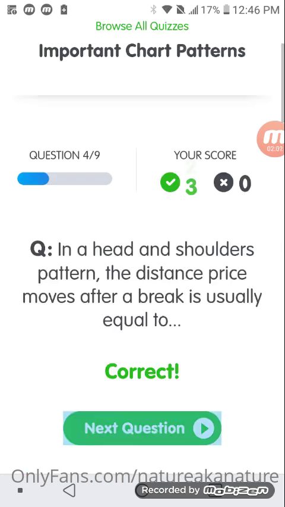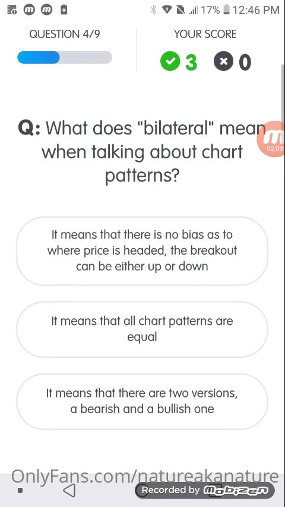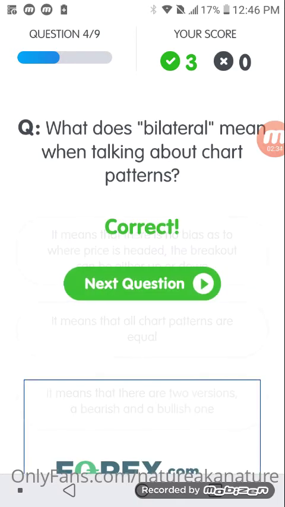Okay, so correct. What does bilateral mean when talking about chart patterns? It means that all chart patterns are equal, it means that there is no bias as to where price is heading and the breakout can be either up or down, or it means that there are two versions, a bearish and a bullish one. So as you said, bilateral means that there is no bias as to where price is heading. The breakout can be either up or down. You're correct.